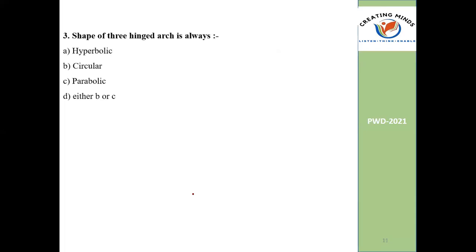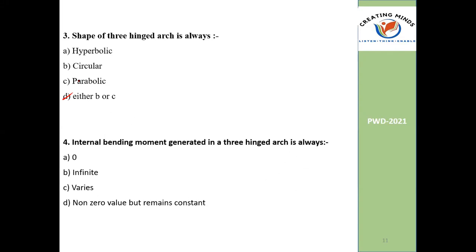What is the shape of a 3-hinged arch? Parabolic, option D. Generally everyone will say parabolic, but you also have circular arches. Even in some MCQ questions the answer is given as parabolic, but it may be parabolic or it may be circular. Both are possible in 3-hinged arches. If circular is not given and they give ellipse or some other shapes, then parabolic is right. Parabolic is generally preferable, and in a few exceptional cases we prefer circular also. That's why he's asking a general question.